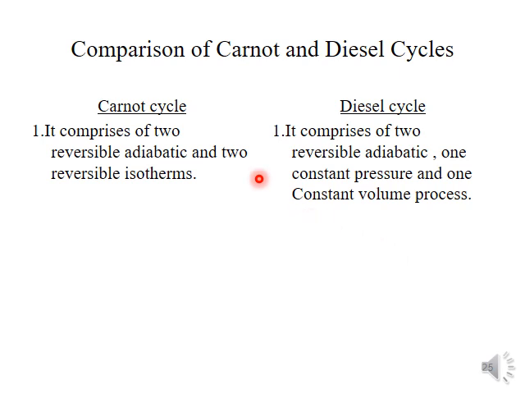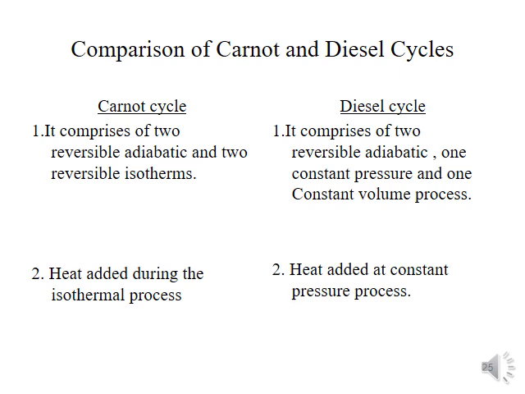We all know this because in the first class we studied the Carnot cycle, and in this class we studied the diesel cycle. So, the Carnot cycle consists of two isothermal and two adiabatic processes. Second point: in the Carnot cycle, the heat is added during the isothermal process, 2 to 3 is the heat addition at isothermal process. For the diesel cycle, heat is added at constant pressure.